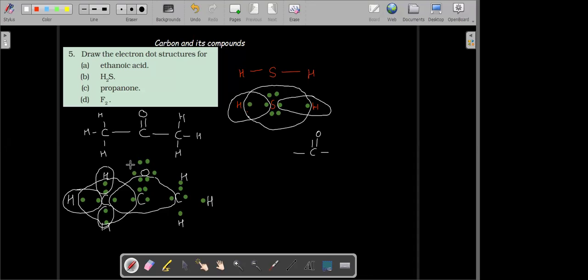Now for this oxygen. If I draw for this oxygen, see this oxygen has itself 6 and 2 electrons it has shared with oxygen. 2 electrons it has shared with carbon, so it gets these 2 electrons more and hence completes its octet like this.